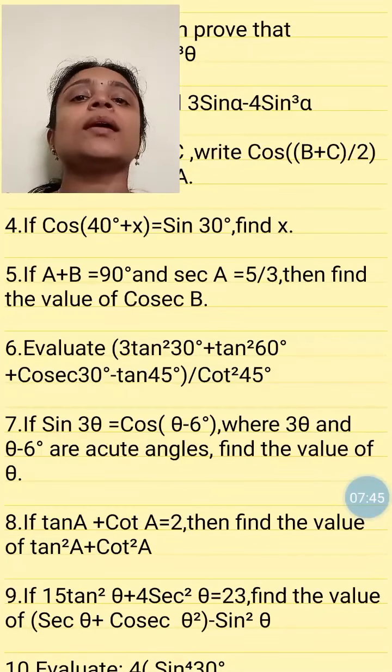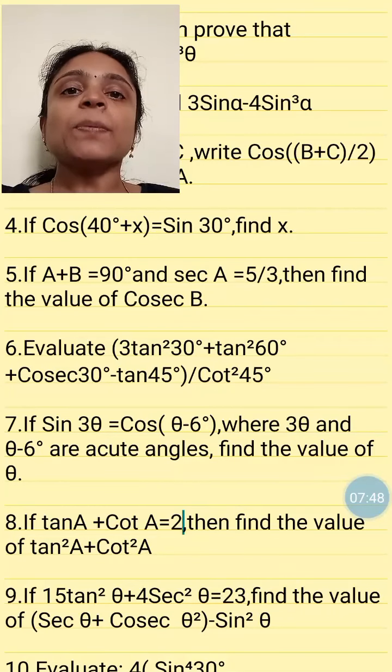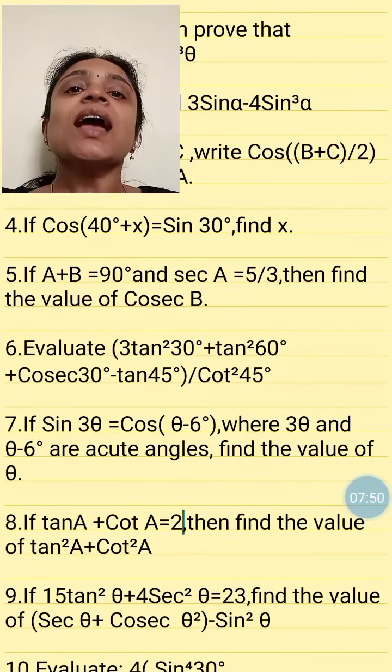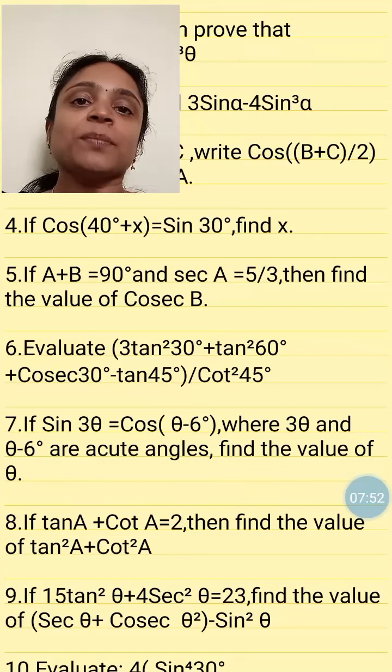Next question is, if a plus b equal to 90 degree and sec a equal to 5 by 3, then find the value of cosec b.